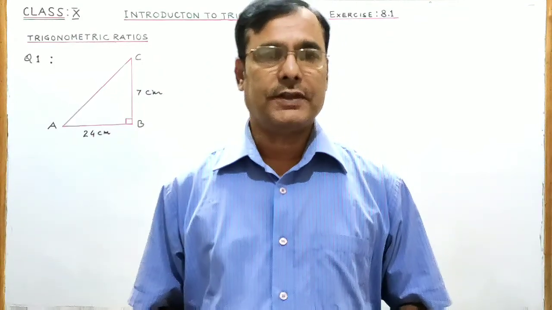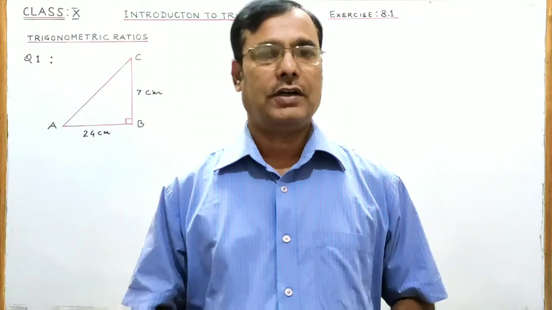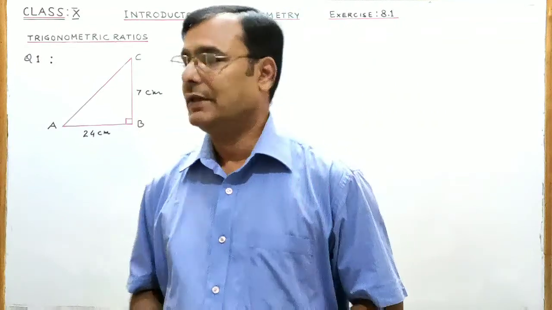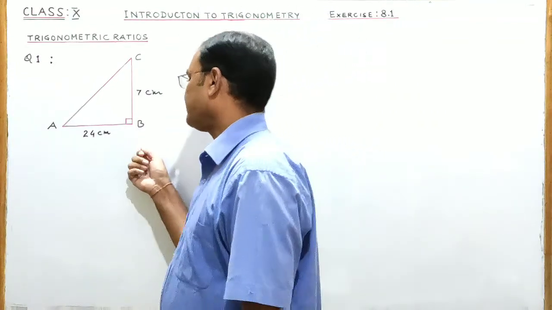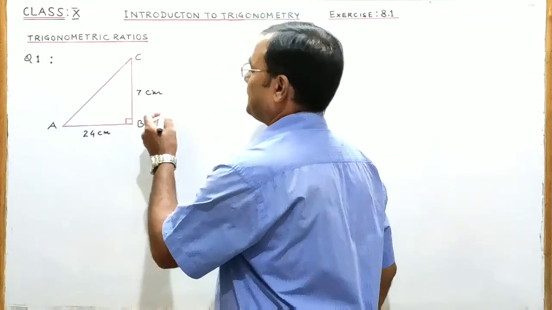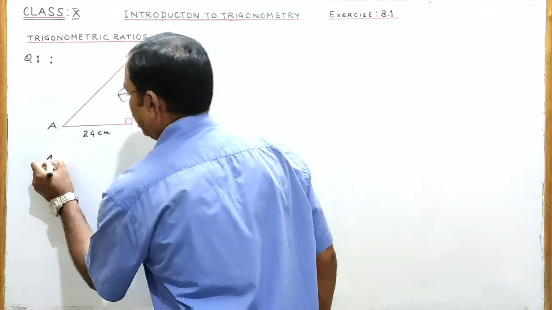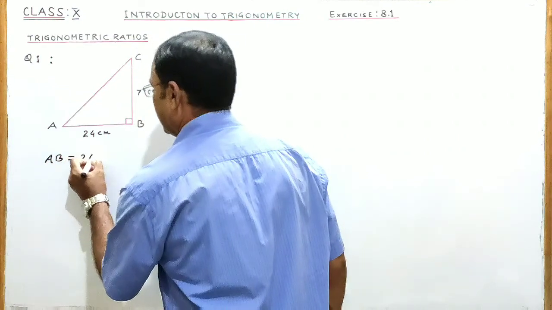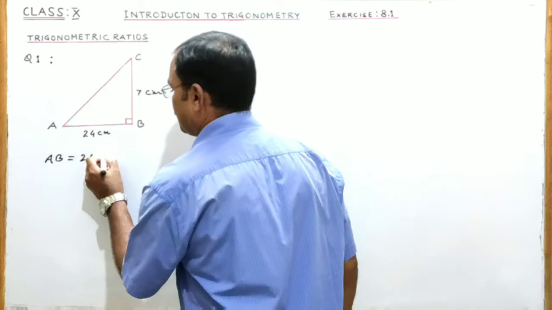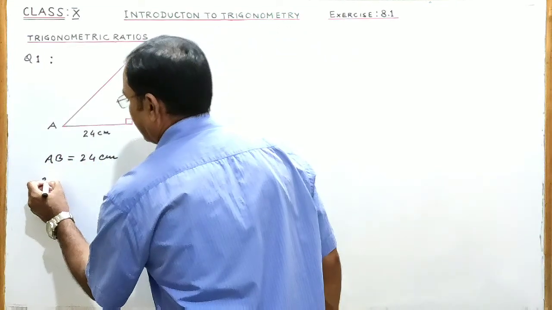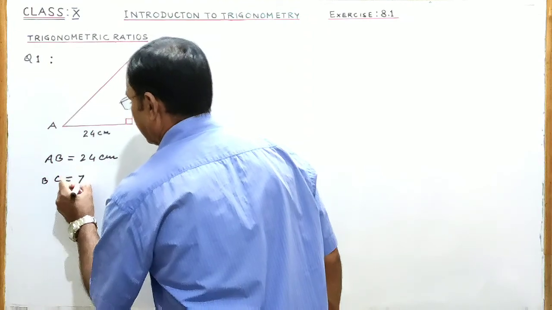So in this question, first of all we will draw a triangle ABC right angled at B as shown in this figure. AB is given 24 centimeter, side AB of right triangle ABC right angled at B is given 24 centimeter. BC is given 7 centimeter.